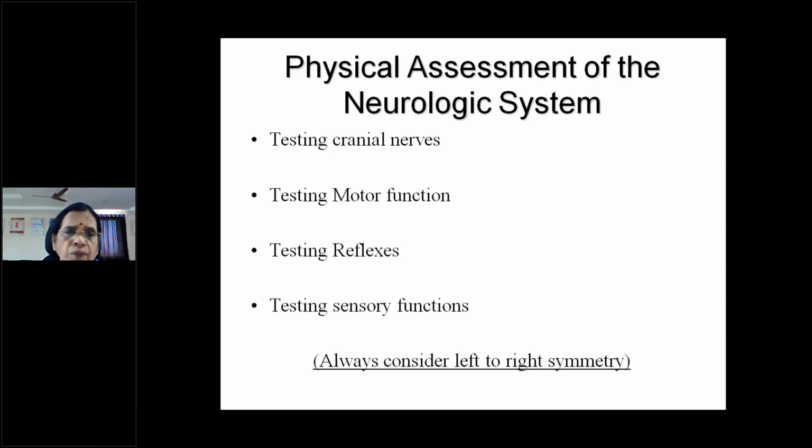Now, physical assessment. When you have to examine the patient, after you have finished the general examination, now we'll go for the examination of the neurological system. Under these headings you have to test. Testing of cranial nerves: while you are writing, on one side you write cranial nerve 1, 2, 3, 4 up to 12. Then whatever examination you have done, you have to mention left and right, and wherever you find a change, you have to mention it.